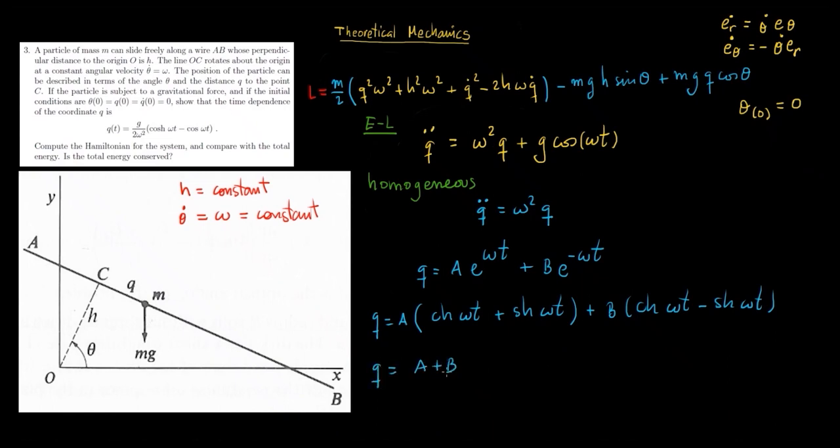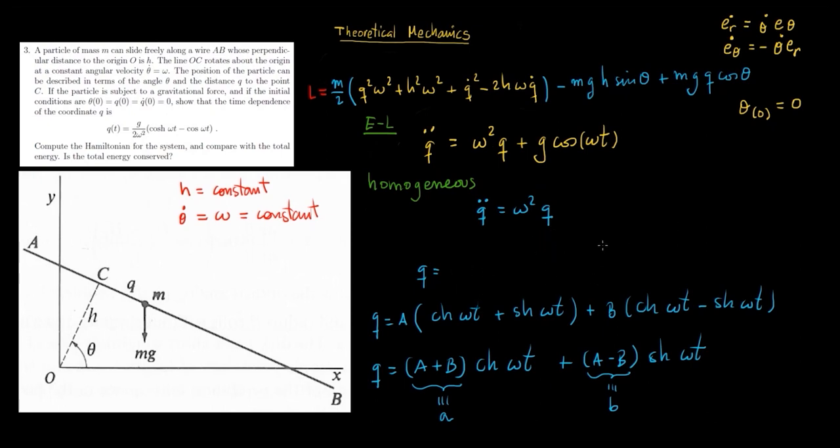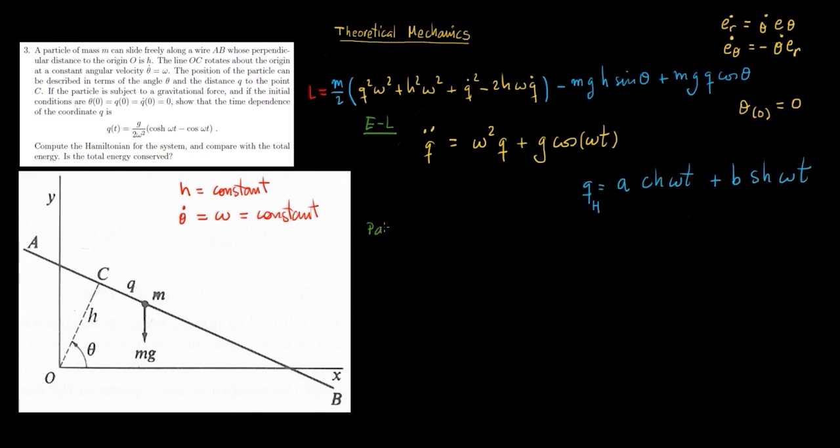Or if we join, a plus b times hyperbolic cosine omega t plus a minus b times hyperbolic sine omega t, and let's define small a and small b, and that's it. This is the homogeneous solution. Let's find now the particular solution.